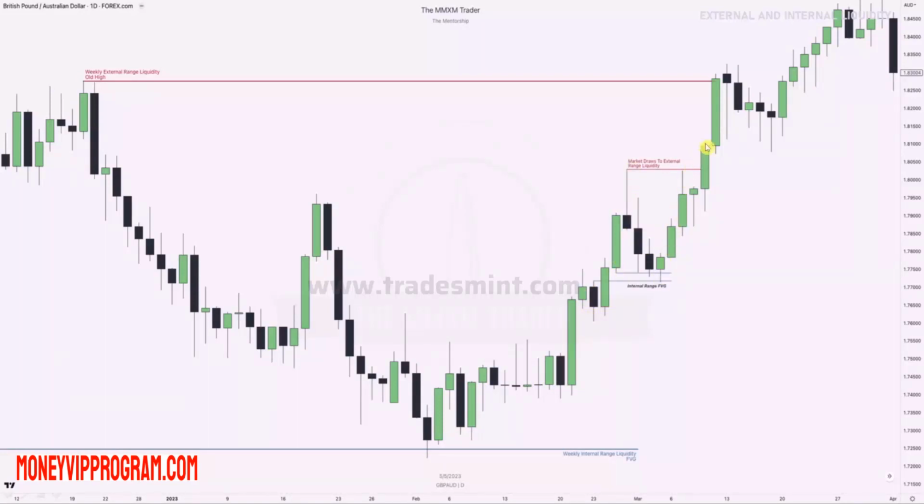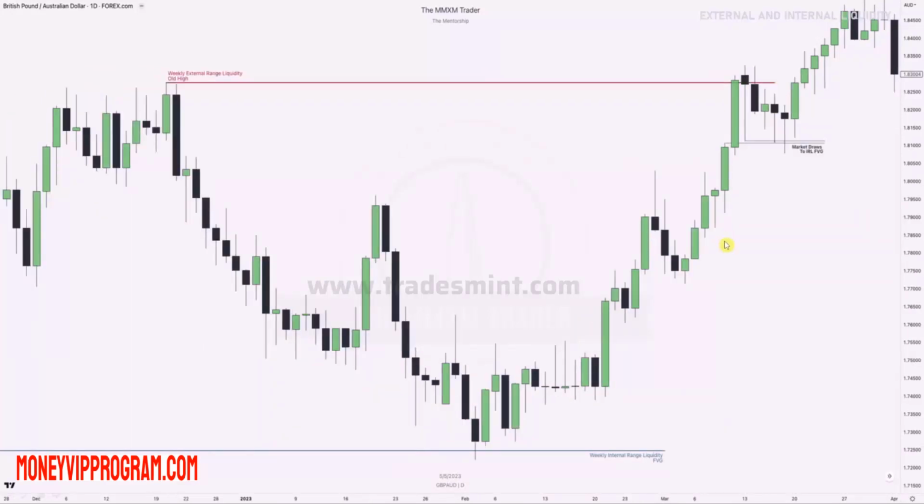Again, back into external. Right? Now we've hit that external, that extreme high up here. What do we want to do? We want to go back into an imbalance again, right? There's another imbalance down here in the fair value gap, and it keeps on going into internal and then draws back into external. So literally it's external to external on repeat.